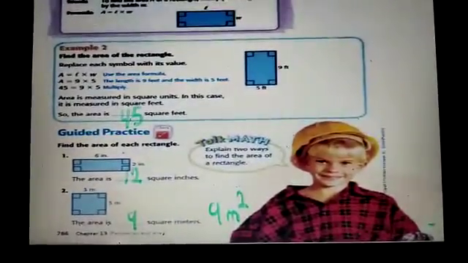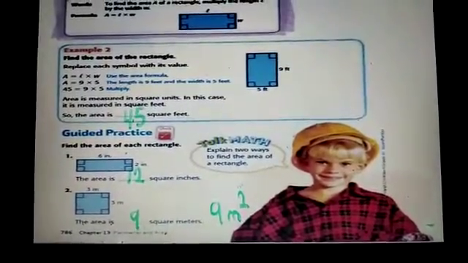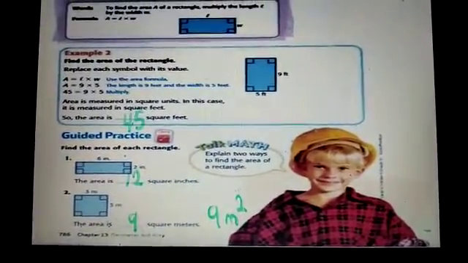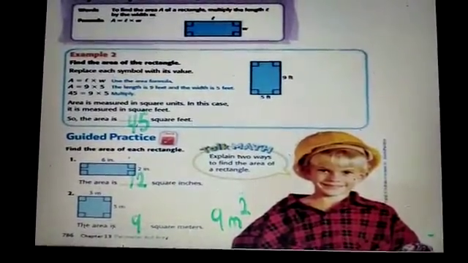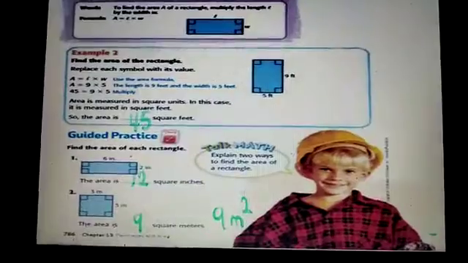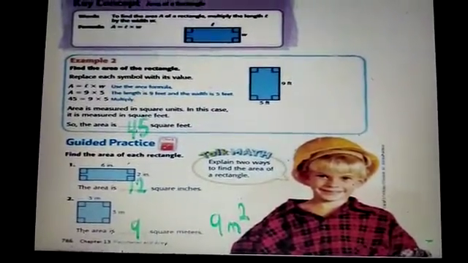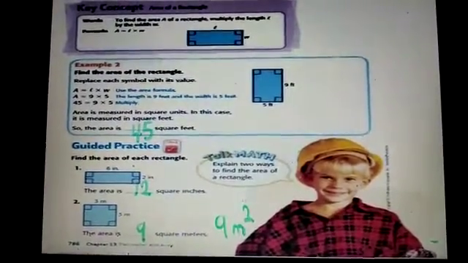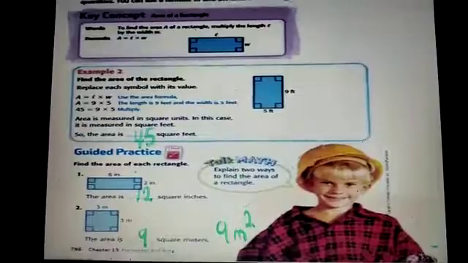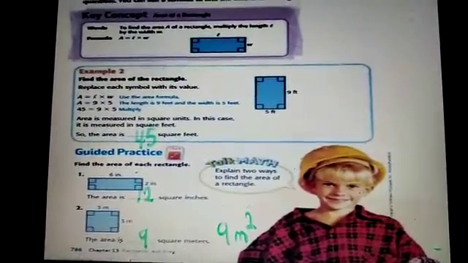In the guided practice, find the area of each rectangle. The first rectangle is 6 inches by 2 inches. A equals L multiplied by W. 6 multiplied by 2 equals 12. 12 square inches or 12 inches square. Take care, because inch multiplied by inch, we must write it like that. We must not write just 12 inches, same as the perimeter. We must write 12 square inches or 12 inch square.